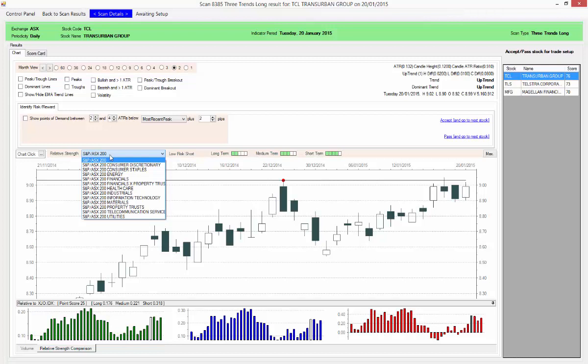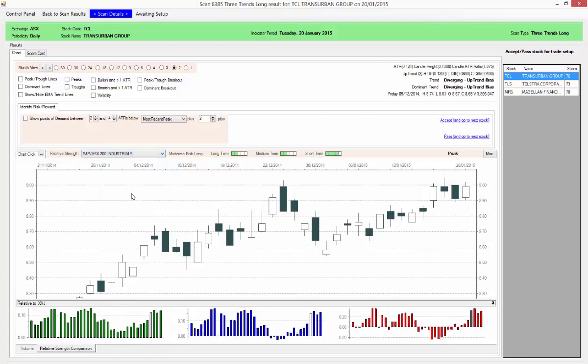So if I just choose, say, industrials, I will see that the relative strength has now been adjusted for the sector, the Australian sector of the industrials. And we can also see that the number of coloured boxes on these meters has stayed about the same. So we can see historically that particular sector and how it's compared over time.